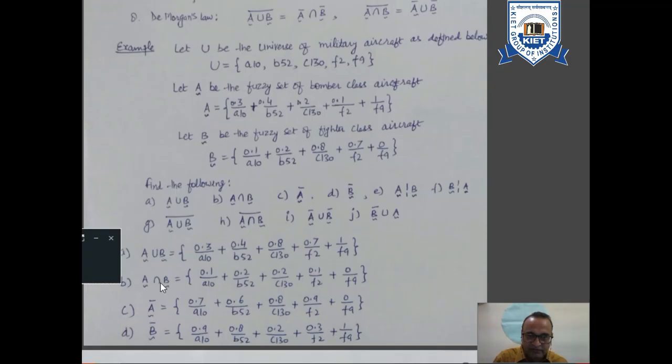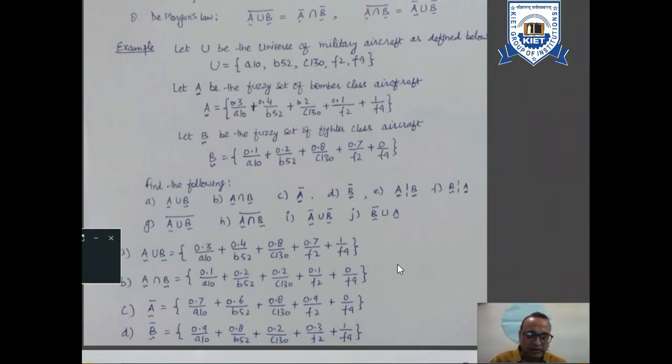So all elements are there in the fuzzy set with the membership value. Now the membership value will be the minimum among them. The minimum among them is 0.1, then minimum of 0.4 and 0.2 is 0.2, then 0.2 and 0.8 is 0.2, 0.1 and 0.7 is 0.1, and 1 and 0 minimum is 0. So by this way we make the intersection of the two fuzzy sets and we find out the membership value of all the elements, right?